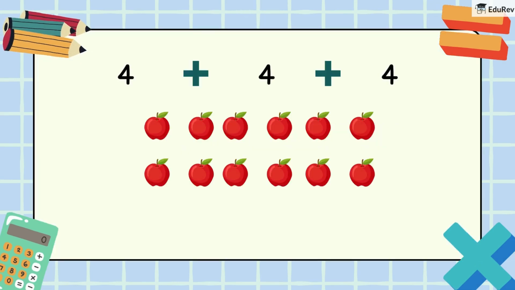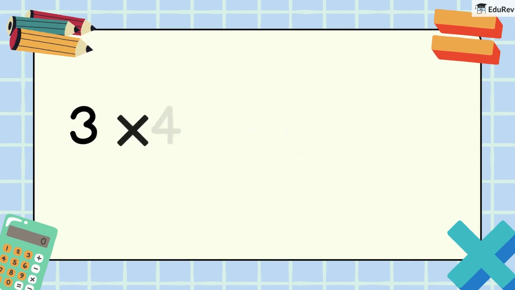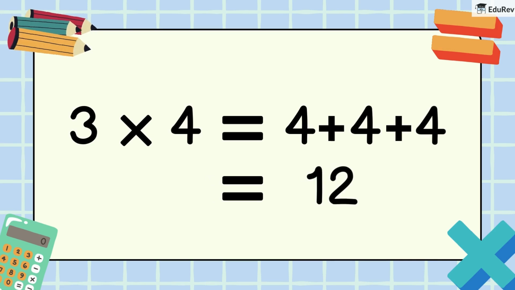Instead of saying 4 plus 4 plus 4, we can simply say 3 times 4, which equals 12. So, multiplication is basically a faster way of adding the same number multiple times.